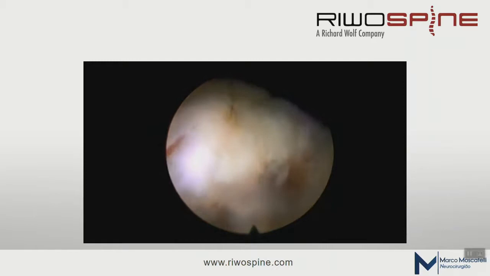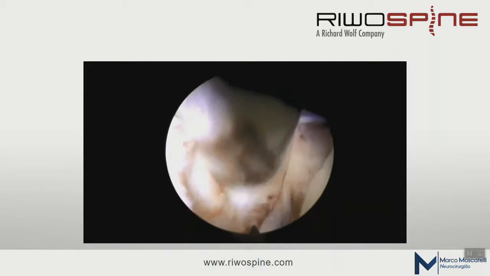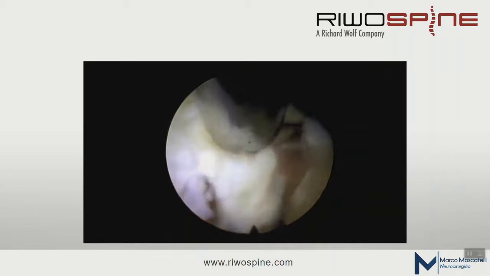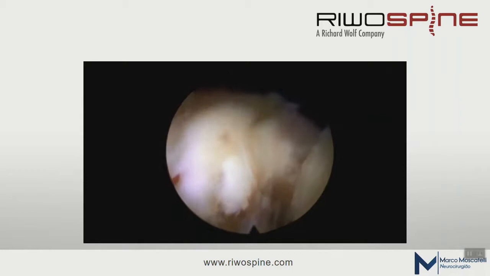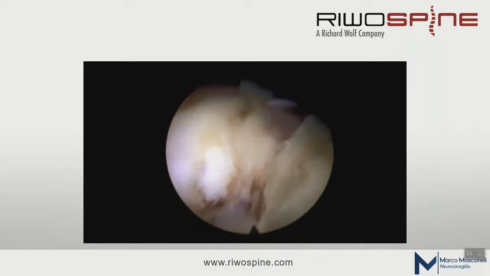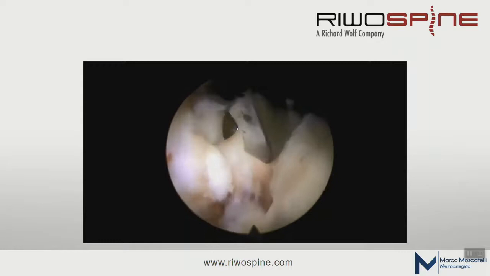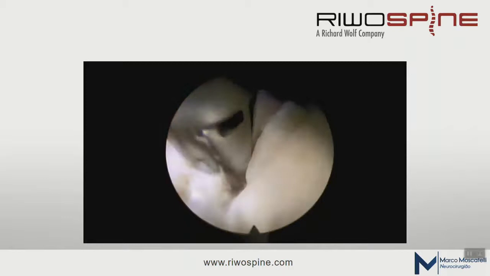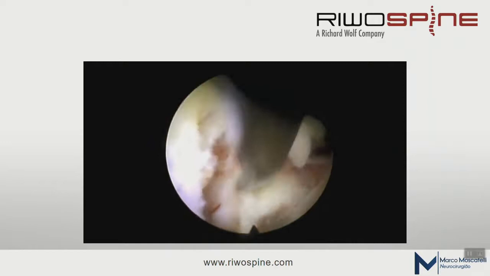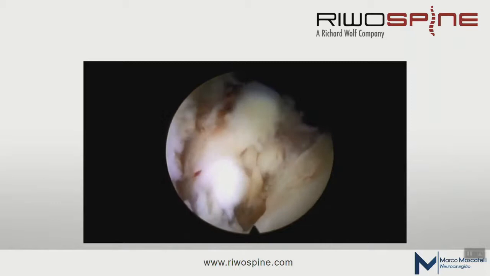But we can see there is no movement and a lot of fragments. We can gently mobilize the root and remove more fragments. Now I'm cutting the annulus and the adhesions to find and remove more and more free fragments. Continue removing the free fragments.